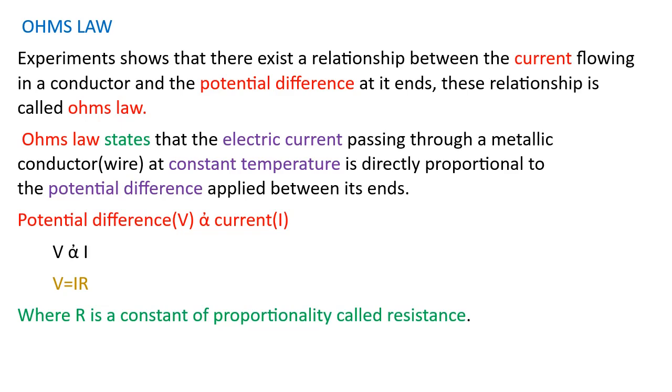Ohm's law can be expressed mathematically as: potential difference is directly proportional to current, that is, V is directly proportional to I. Remember, in physics, to remove the proportionality sign, you introduce a constant. Therefore, we have V equals IR. The constant that was introduced is R, the constant of proportionality, which is called the resistance. Therefore, we state Ohm's law as V equals IR.